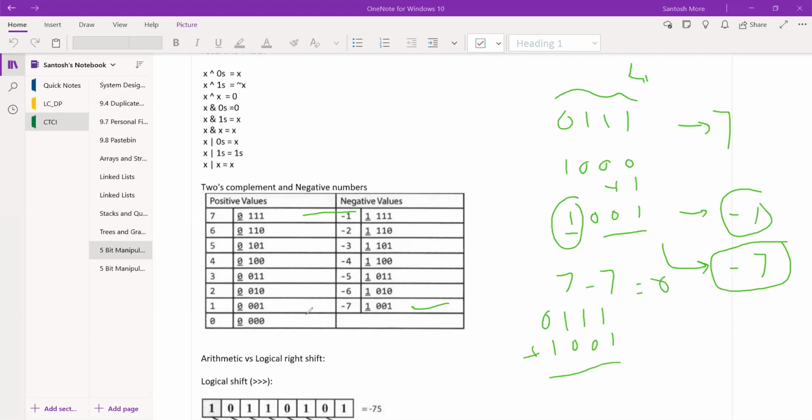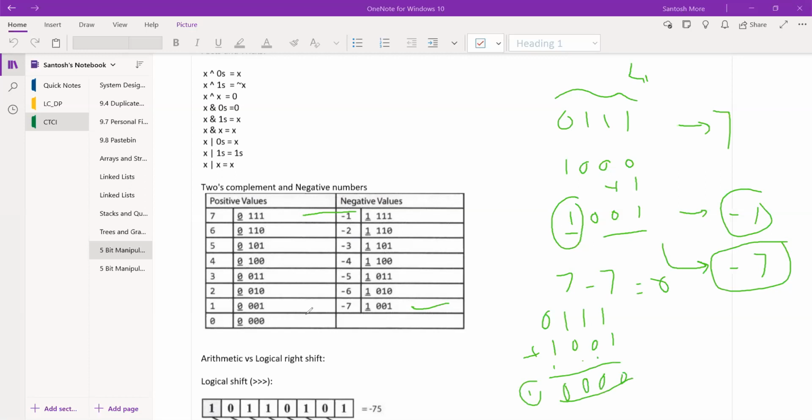If you add both of them, you get 1 0 0 0 0, so you will get a carry over here. The remaining bits are all 0, and this carry will be an overflow bit. So we get all zeros. This is the way we use 2's complement when we want to subtract our current number from any other number.